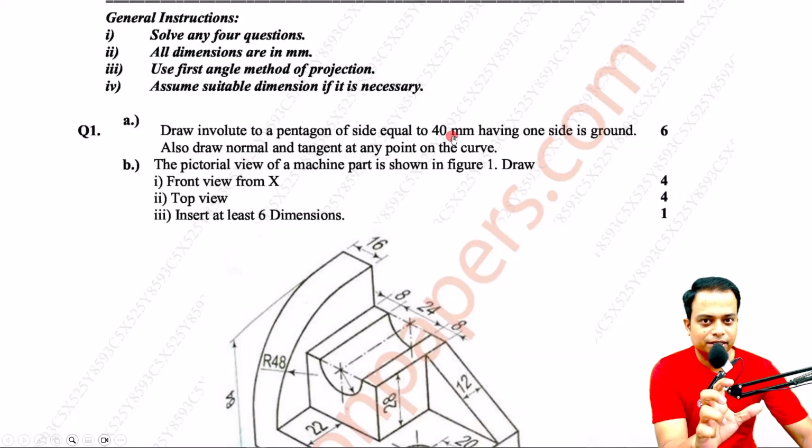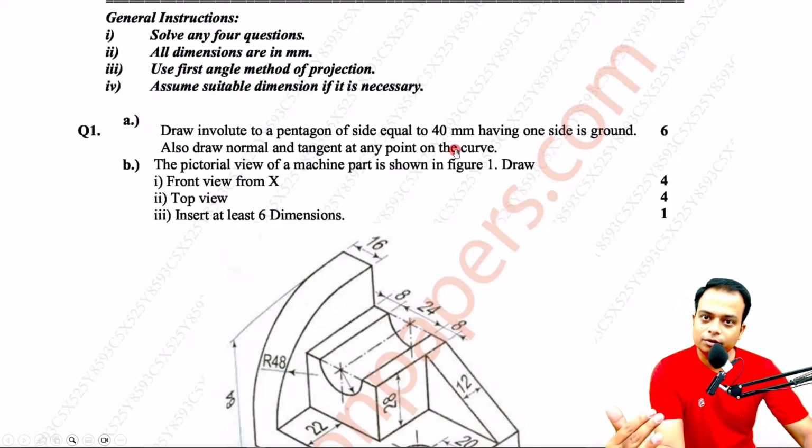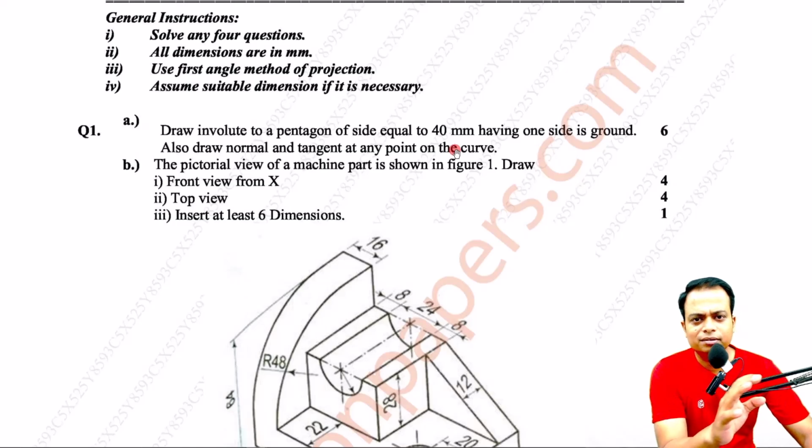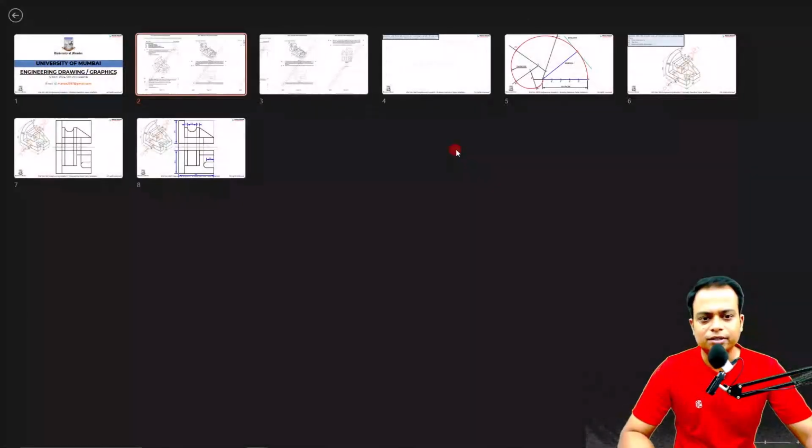Pentagon, 5 sides, all of them equal to 40 mm, having one side on ground. Well, this data is superfluous, not needed. Also draw a normal and a tangent at any point on the curve. So once you've made the curve, you need to fix a point over there and then draw a tangent and a normal. It can be done easily. Let me start with the solution.